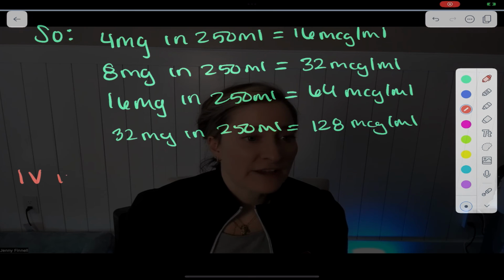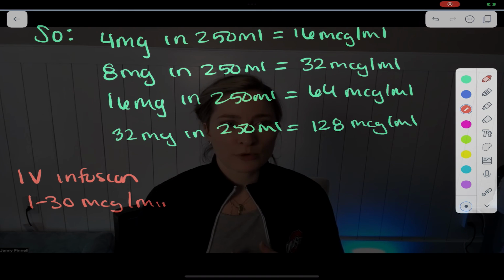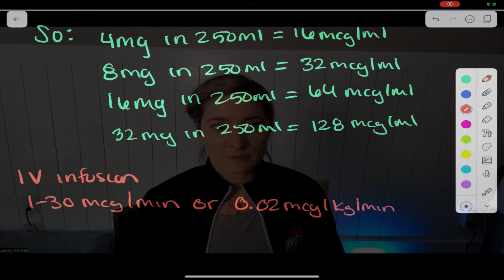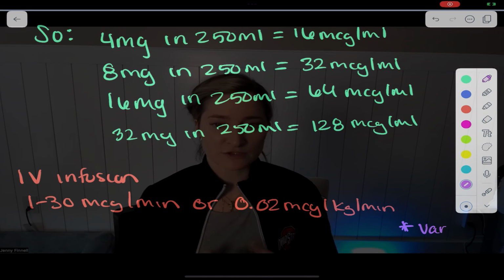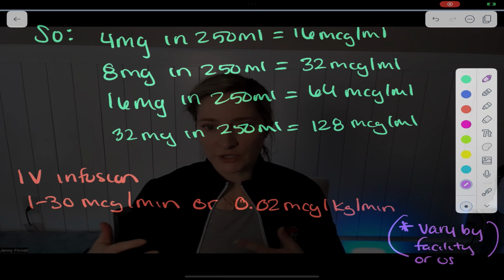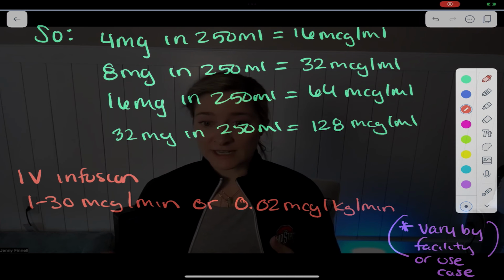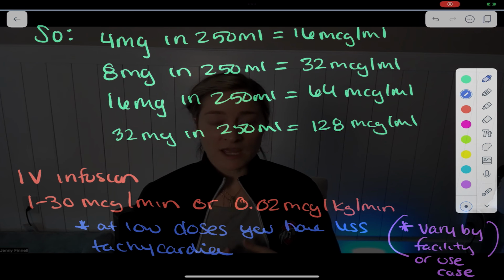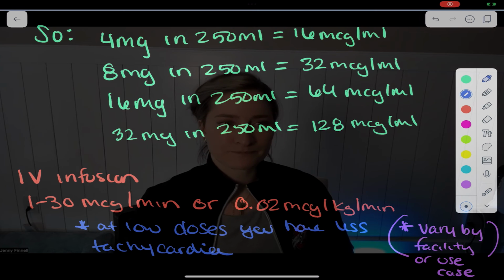If you're giving this as an IV infusion, you're looking at 1 to 30 mics per minute, or 0.02 mics per kilo per minute, up to 1 mic per kilo per minute. The way you give this medication is going to vary from facility to facility. So just make sure you understand the protocols at your facility, and why you're using the medication. So what's your use case of it? One benefit of using it at low doses is that you have less tachycardia. Again, at higher doses, you will definitely get the tachycardia along with it.